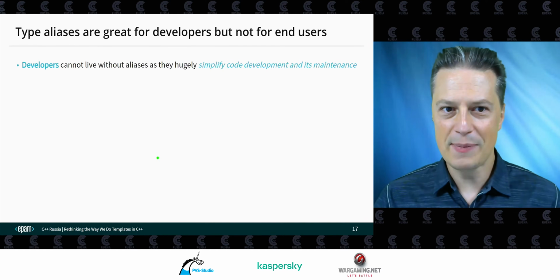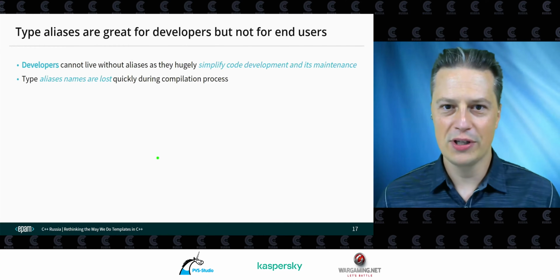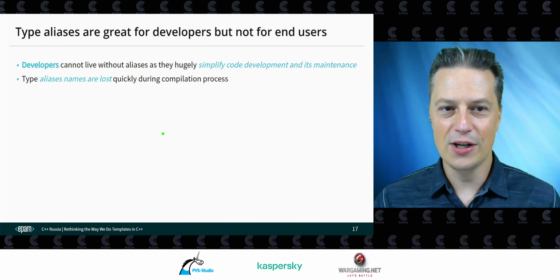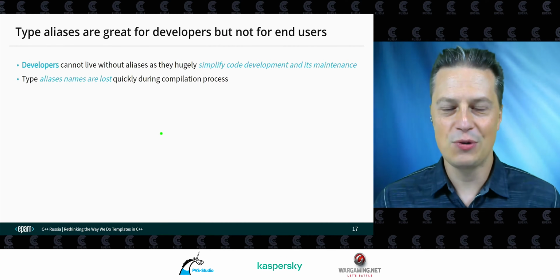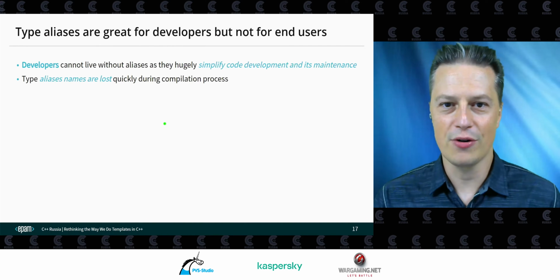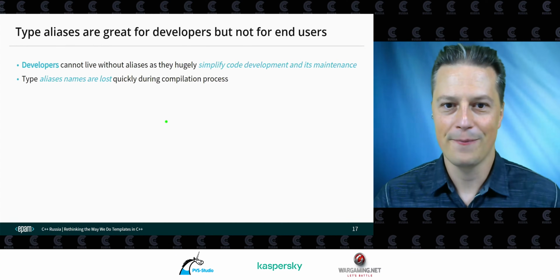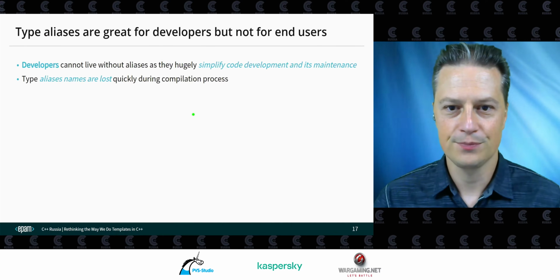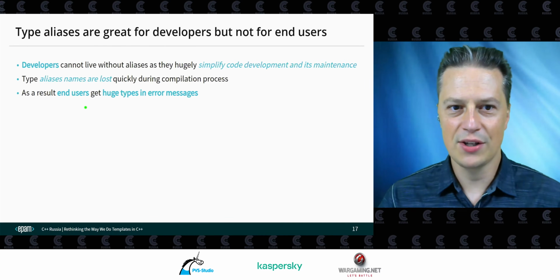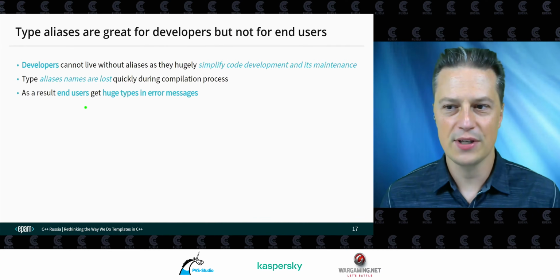But those type aliases are quickly lost during the compilation process. A compiler does not remember them and does not print them in the compile errors, or the debugger does not print them during a debugging session. So as a result, end users get huge types in error messages.